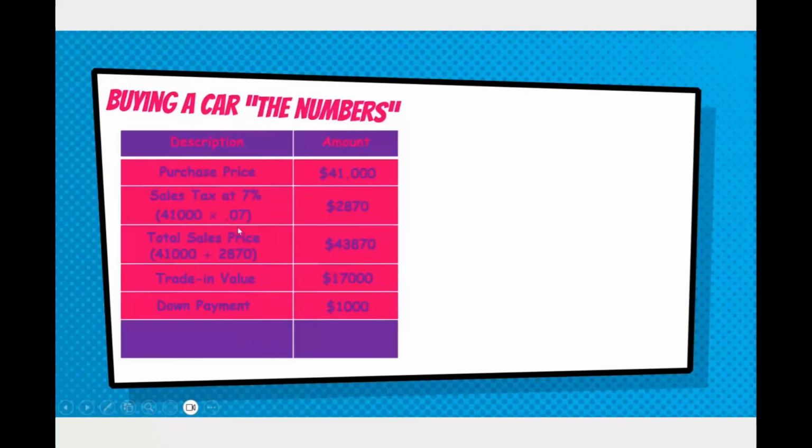Starting off with my total sales price, I'm going to do the amount to be financed, which is the total sales price minus the trade-in and the down payment. That comes out to $25,870. This is how much I'm getting a loan for. Okay, I'm not getting a loan for $43,000 or $41,000. I'm getting a loan for what is left. I've already paid $17,000 in credit for my vehicle that I traded in, and an additional $1,000. So I'm taking a loan out for that $25,870.